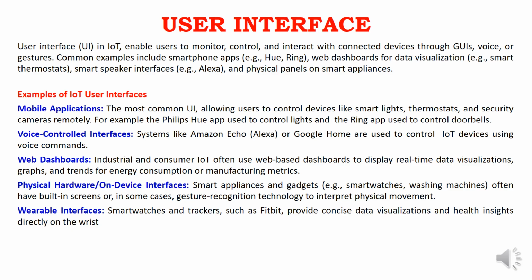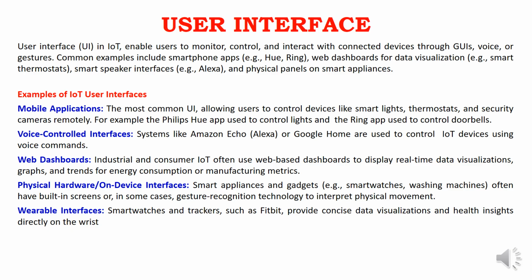User interface. User interface in IoT enables users to monitor, control, and interact with connected devices through GUIs, voice, or gestures. Common examples include smartphone applications like Ring, web dashboards for data visualization like smart thermostats, smart speaker interfaces like Alexa, and physical panels on smart appliances. Examples of IoT user interfaces.